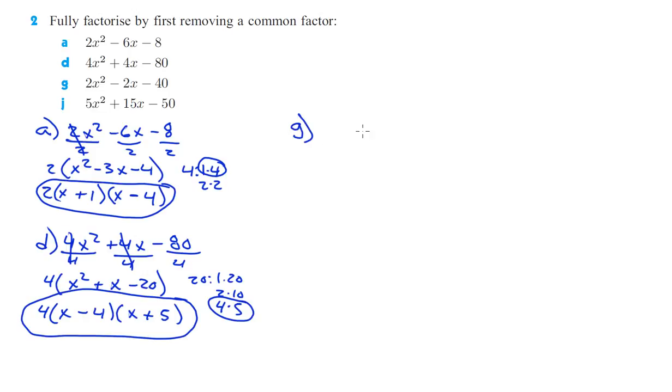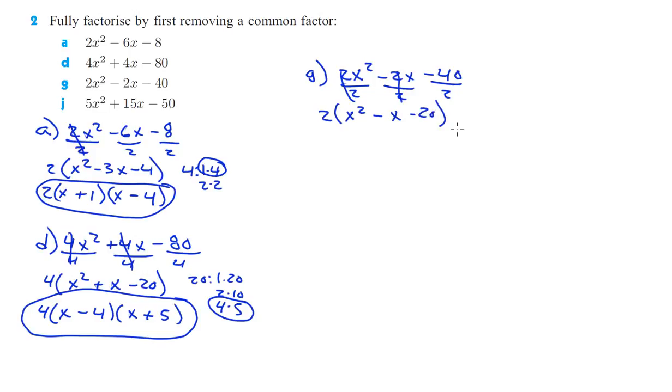Okay? For G, let's move that up a little bit, give us a little bit more room. G, we've got 2x squared minus 2x minus 40. Those all have a factor of 2 in them. So take the 2 out front. Make sure you keep the 2 out there, because the 2 has to be there for this to be the correct factorization. Okay, so same thing here. That 2's got to be out there. Leaves us with x squared minus x, and then negative 40 over 2 is negative 20.